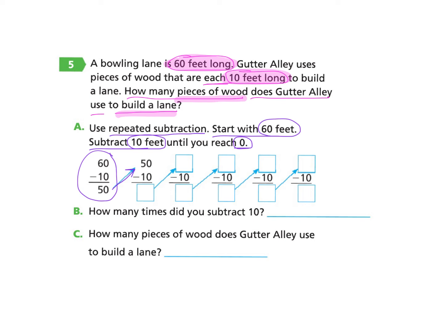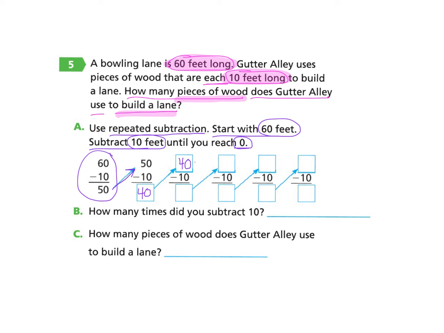And now we're going to do the same thing. We're going to take away 10 from 50, and that gives us the answer of 40. Now we're going to take that 40, which is what's left over, and put it on top of this subtraction problem. So if you'd like to pause and continue the repeated subtraction on your own and come back, you're welcome to do that, or you can continue to follow along with me.